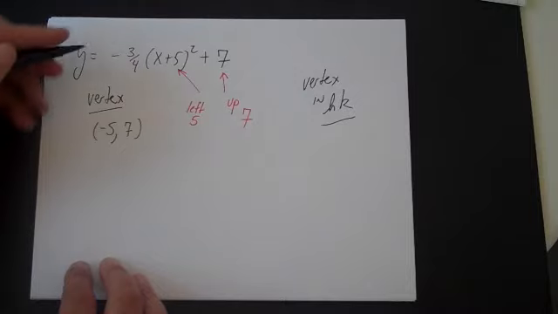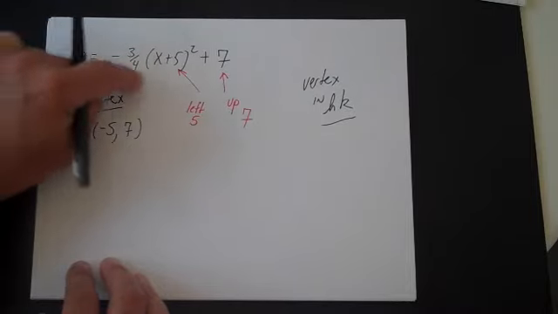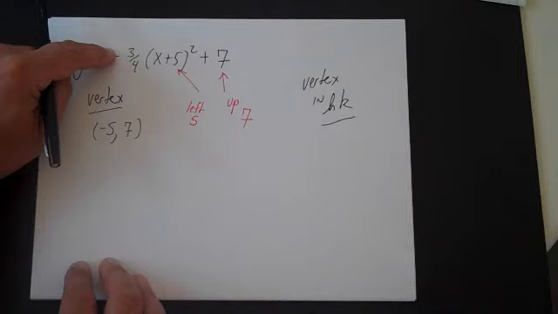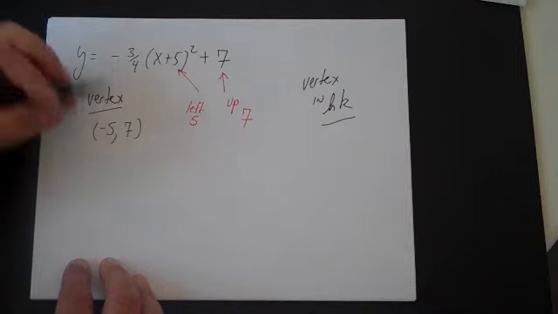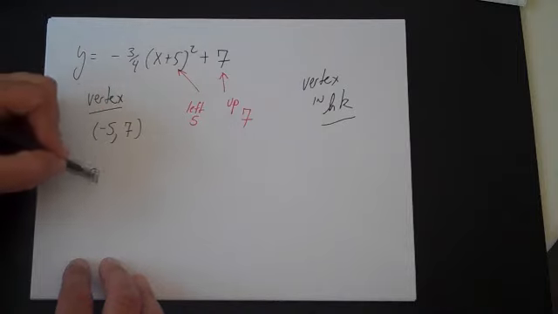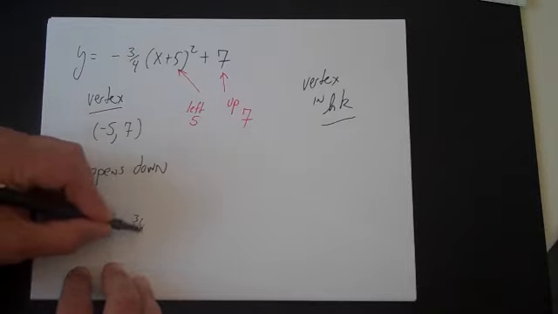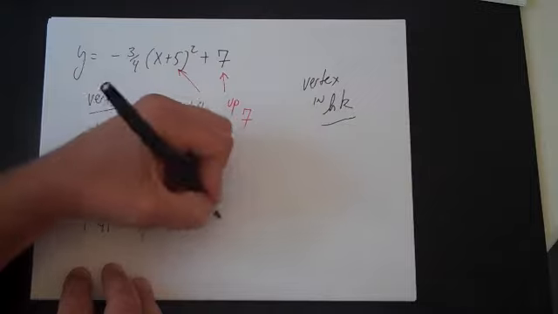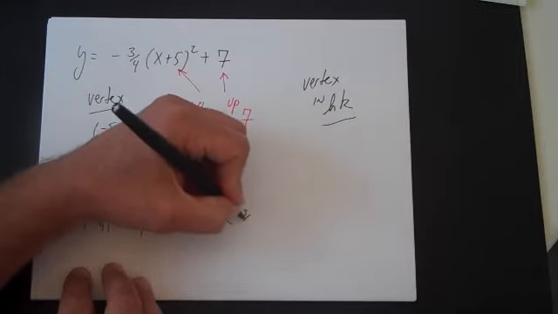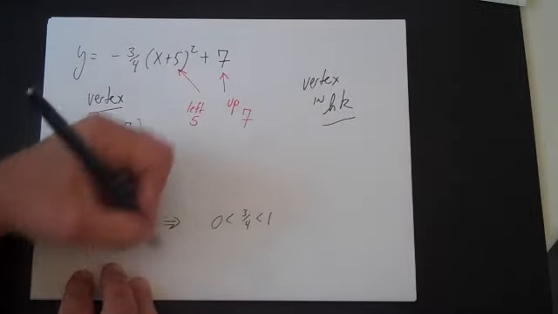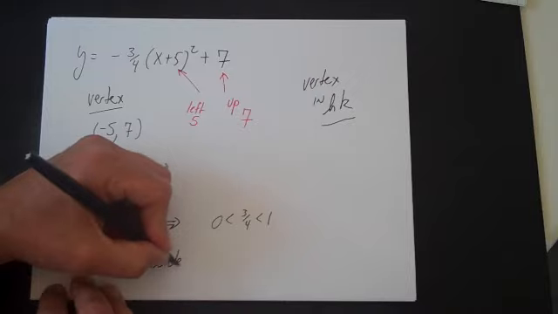Let's see if it opens up or down. Let's look at A. A is a minus 3/4. If A is a minus 3/4, it's negative. That means it opens down. And is it narrow or wide? Well, let's see. The absolute value of minus 3/4 is equal to 3/4. And 3/4 is between 0 and 1. So that means it's going to be wider than x squared.